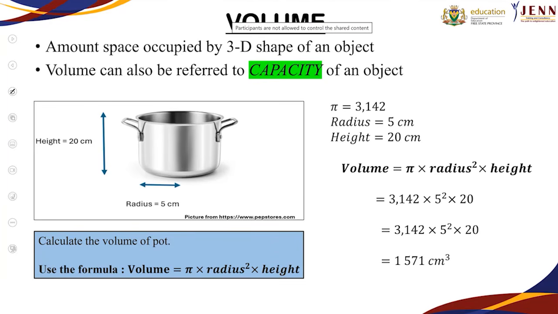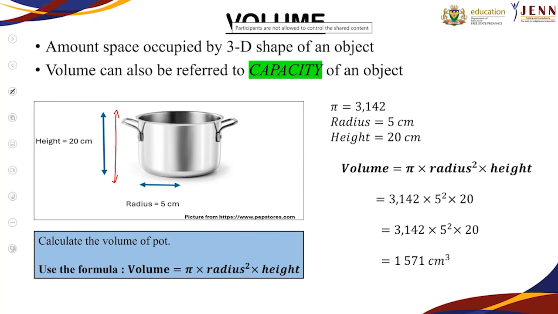Then now let's have a look at an example of this one. So here I've got a pot, okay? So this one, I got it from a website. So this is what the pot looks like. Now this pot has a height of 20 centimeter, okay? Then also it's got a radius of 5 centimeter. Now we want to calculate the volume of the pot. How much can I fill up in this pot?